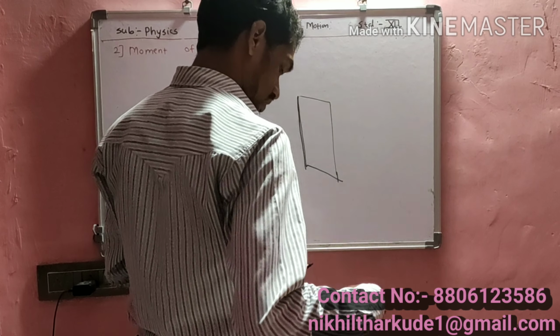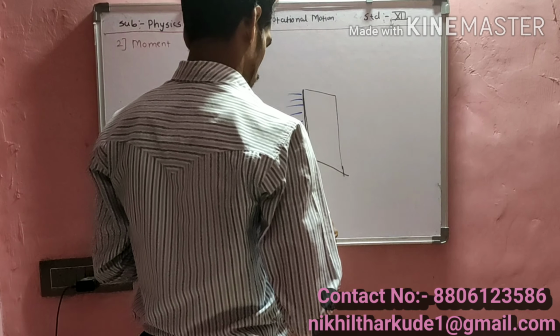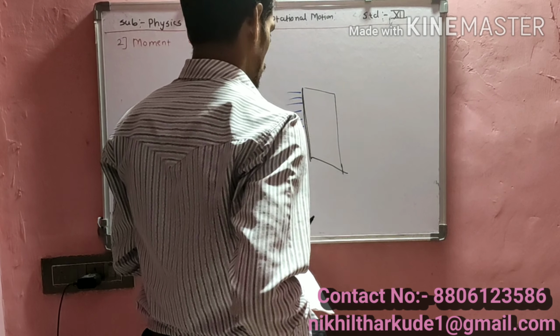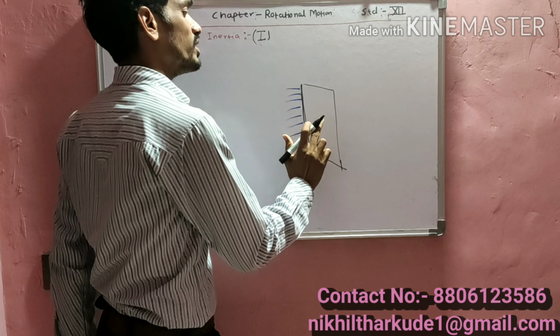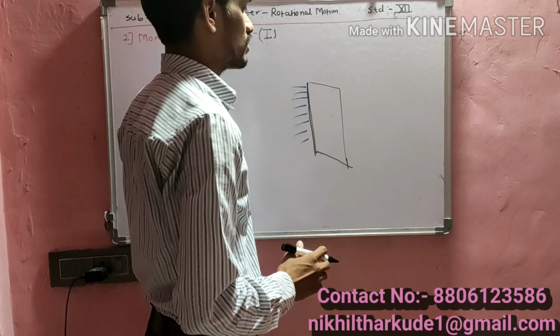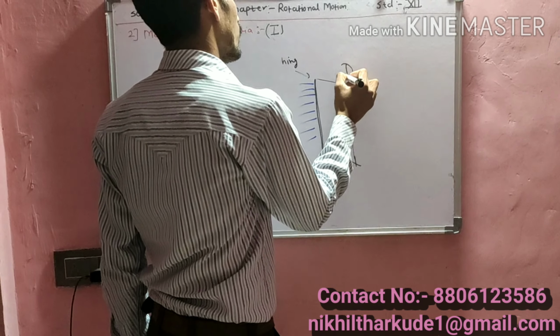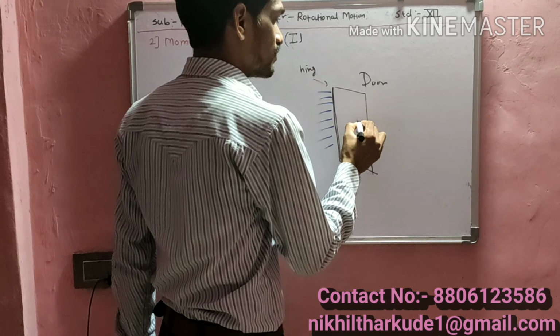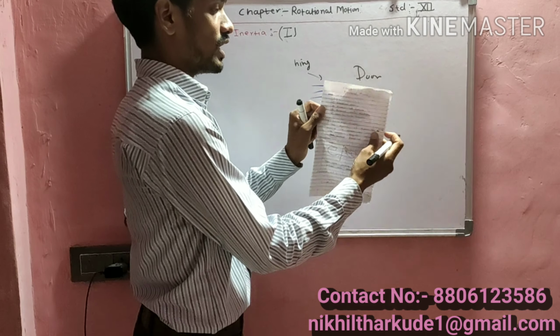If we apply an external force to this body, what will happen? It moves, it performs rotational motion. This is the hinge and this is the door. If you apply the force over here, it will perform rotational motion like that.